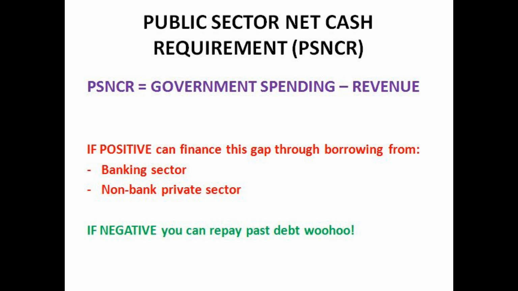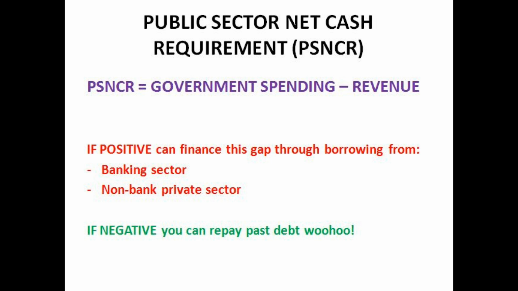The public sector net cash requirement, otherwise known as the PSNCR, is the difference between government spending and government revenue. And if we're spending more than we're getting in from taxes, we might have to finance this through borrowing from the banking sector, which would be the Bank of England, high street banks, that sort of thing, and then the non-bank private sector, which would be insurance companies and individuals. This is kind of unlikely to come up, but it's kind of interesting.